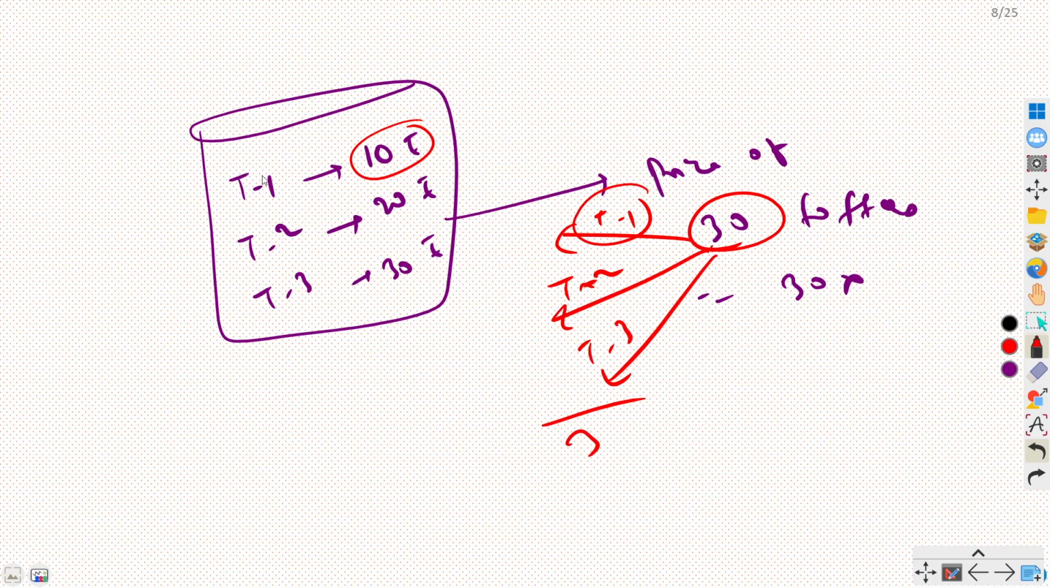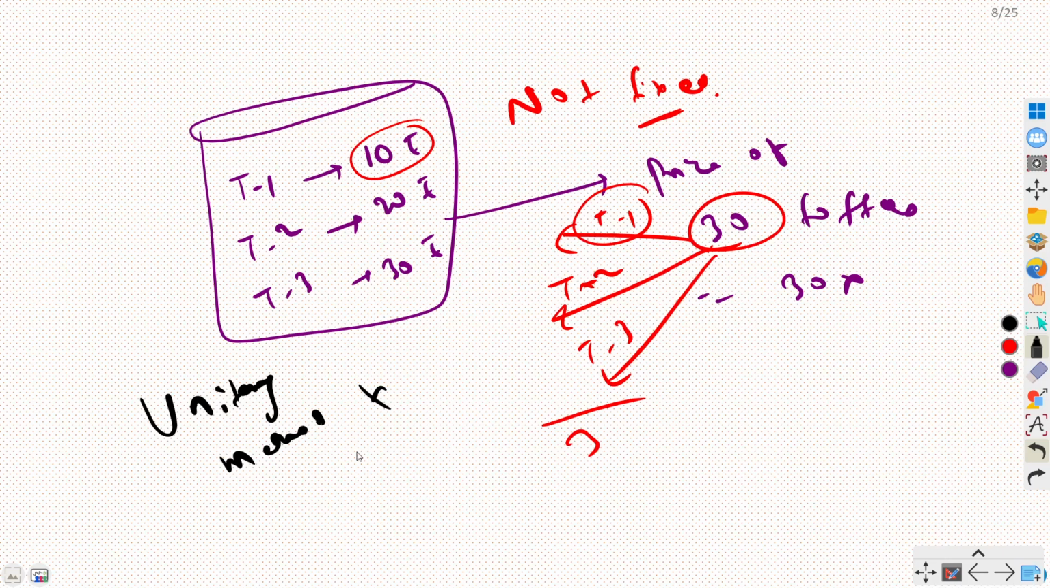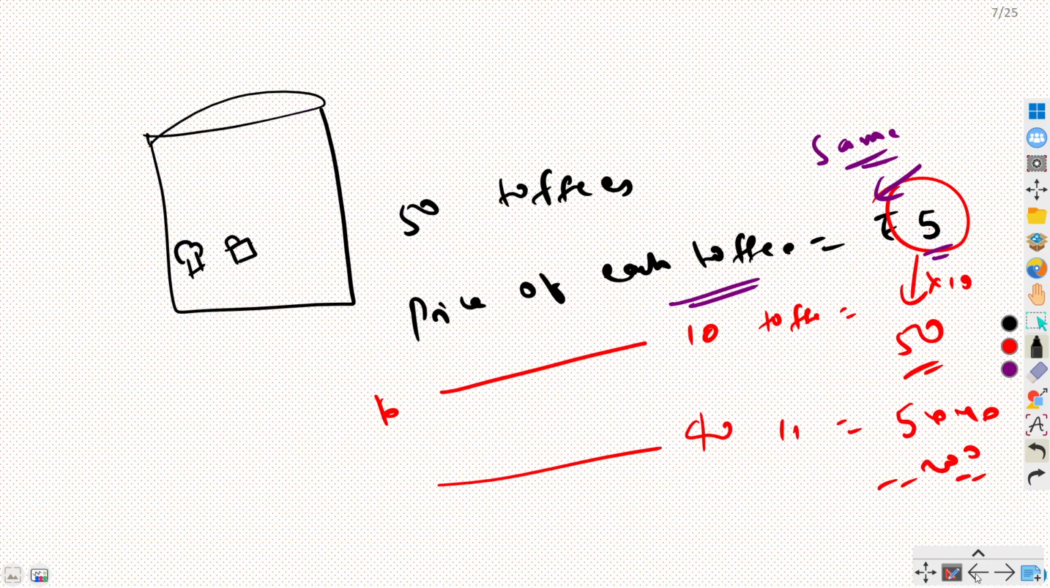Why? Because the price of each toffee is not fixed here, right? Not fixed. So you can't apply unitary method. Unitary method will fail here. But in this last case, we can apply unitary method. Unitary method is applicable. And unitary method always makes questions very easy, right?